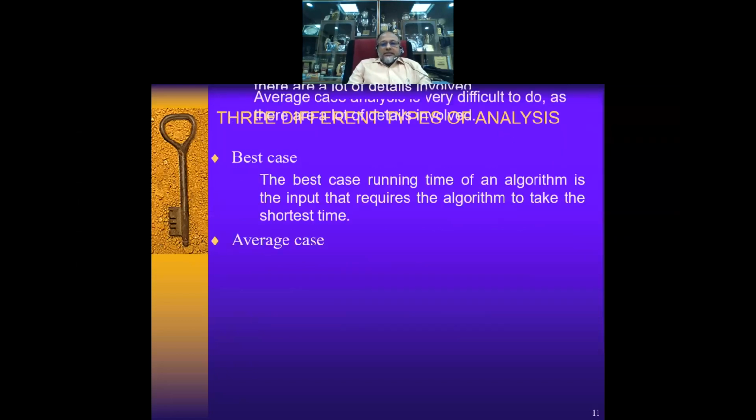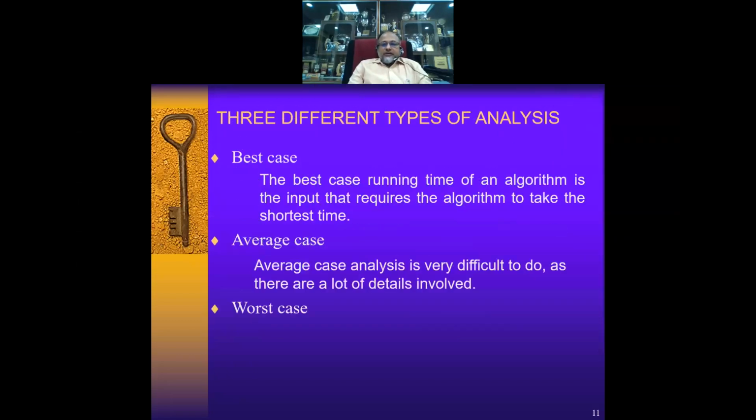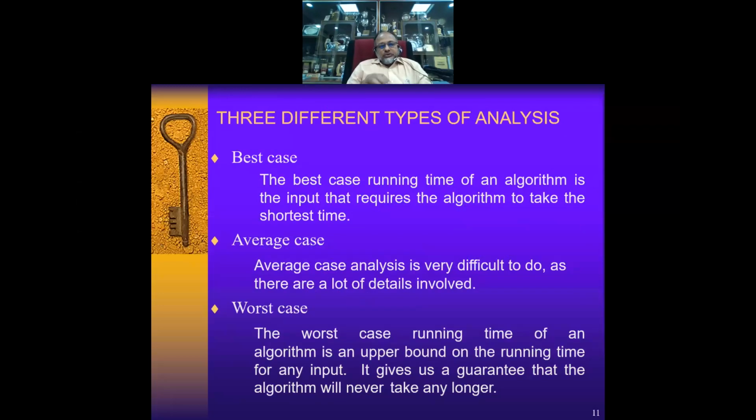There are different types of analysis. Three different types of analysis. What are those three types? One is best case analysis. What do you mean by best case analysis? The best case running time of an algorithm is for the input that requires the algorithm to take the shortest time. I can explain this with an example.